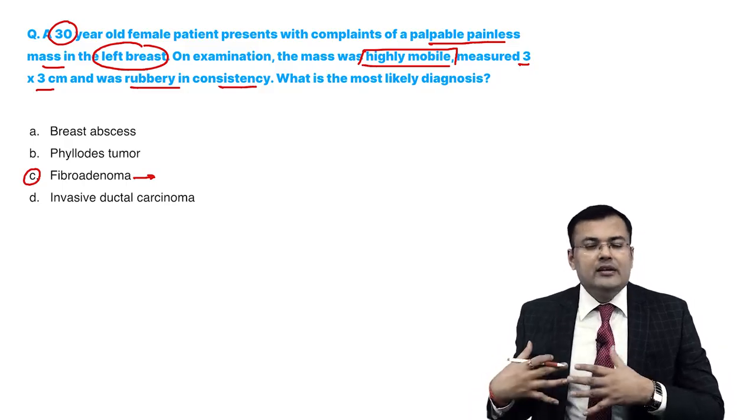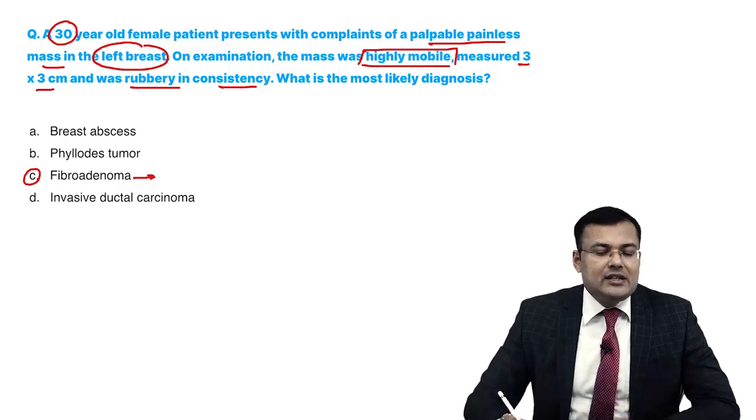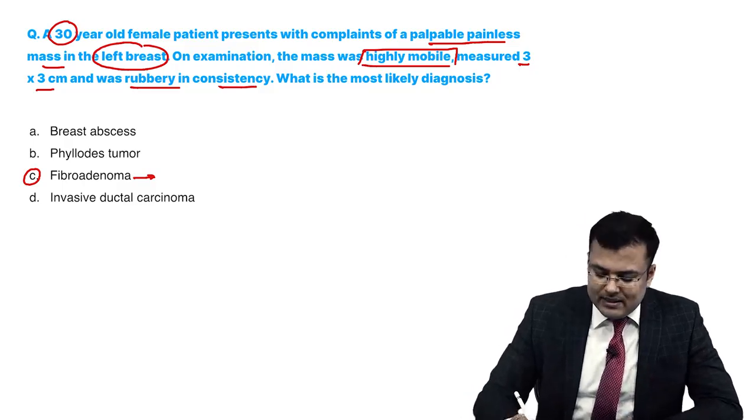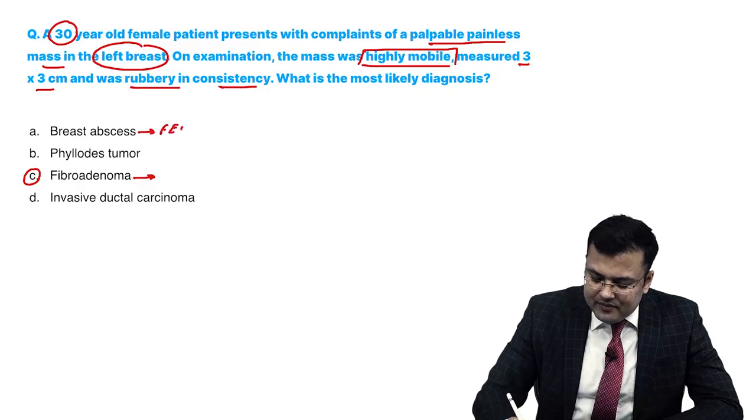Phyllodes tumor. Here, the affected breast is massively enlarged, usually 5th to 6th decade. Breast abscess, patient will be having fever. Here, there is massive enlargement of breast, massive enlargement.